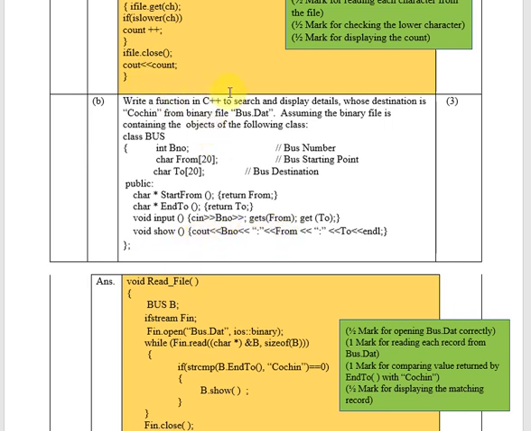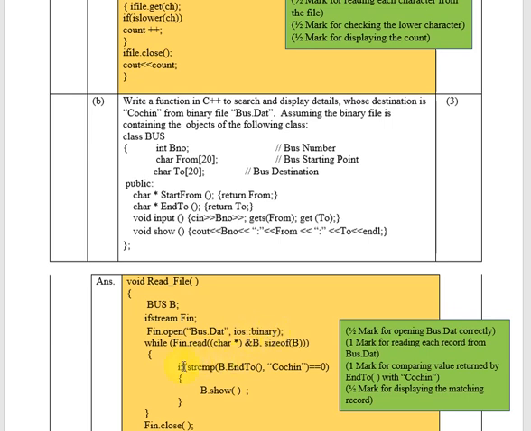So let us write down the function search. So we have void read file, this is the name of the function we have given. Then we are creating an object of class bus, B. Now as we are reading this binary file, we will open this file in ifstream mode. We'll give the statement ifstream fin, and then fin.open("bus.dat", ios::binary). This is a binary file, so this mode has to be used while opening a file.